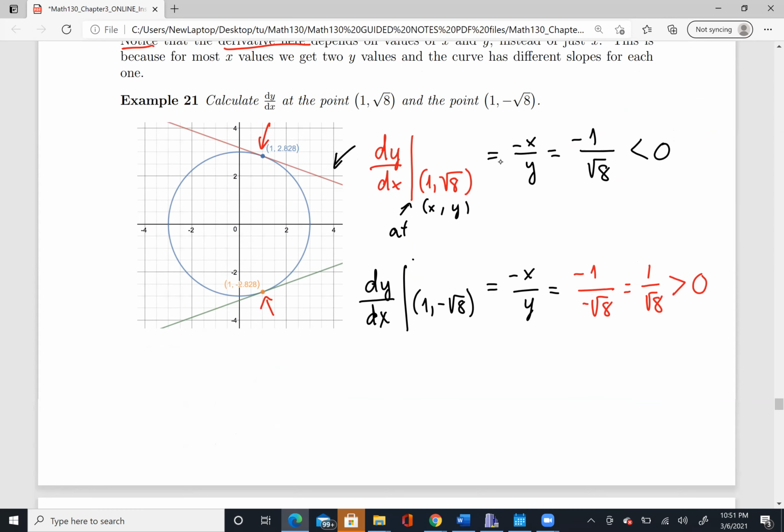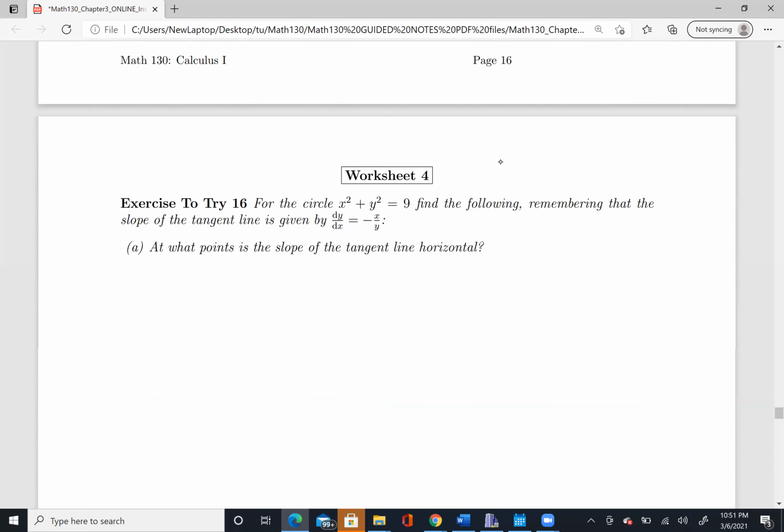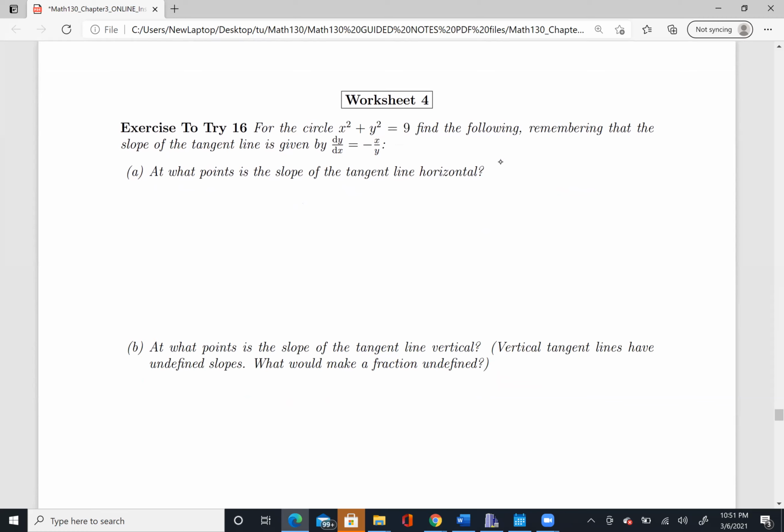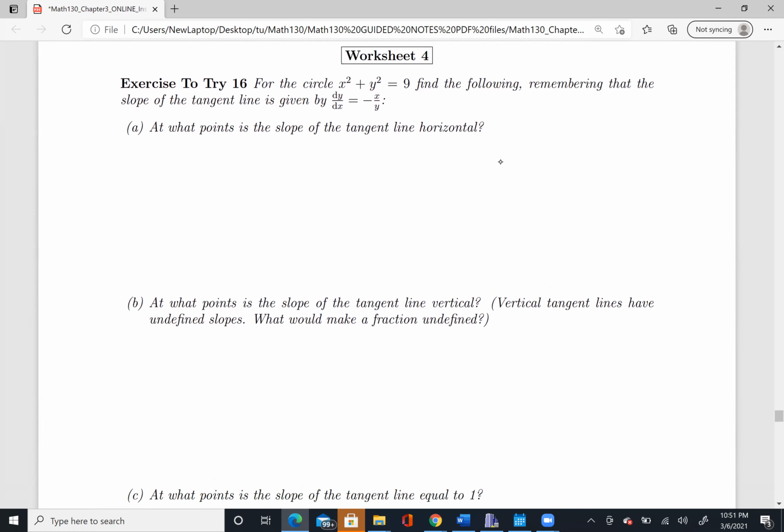Okay, let's move to the next page. So I have an exercise to try, number 16. We're still in number 16 here, still talking about the circle x squared plus y squared equals 9.